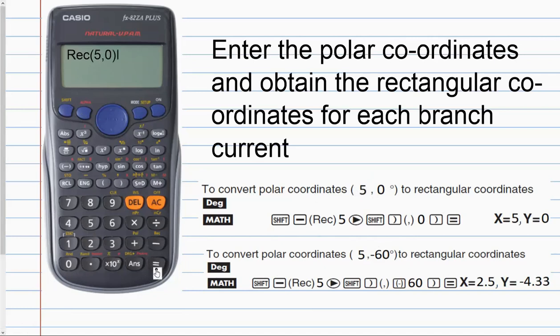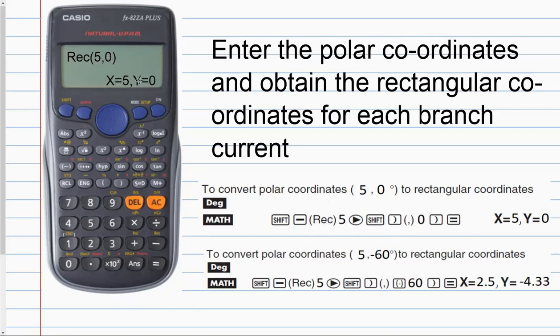Then we press the equals, and that gives us the x and the y values, the rectangular components of our polar coordinate. So we have 5 amps at 0 degrees, which gives us an x value of 5 and a y value of 0. Now we'll do the second one, the inductive current. We write those two down here.